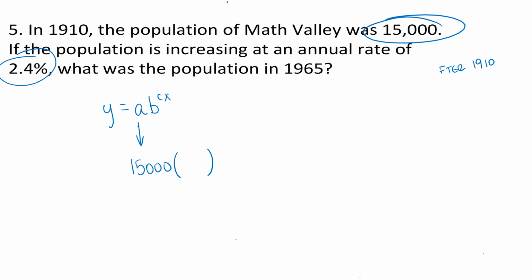So 1.024. How many times is it increasing per year? Well, it just says annual rate, so that means it's increasing once per year. So we're just going to say x up top, and this is equal to y. So here's our equation. Y is, of course, the total population at any year x, and x is technically years after 1910, because that's our starting year. This is year 0. So if 1910 is year 0, what is 1965? Well, do the subtraction in your head or on your calculator. This is 55 years.